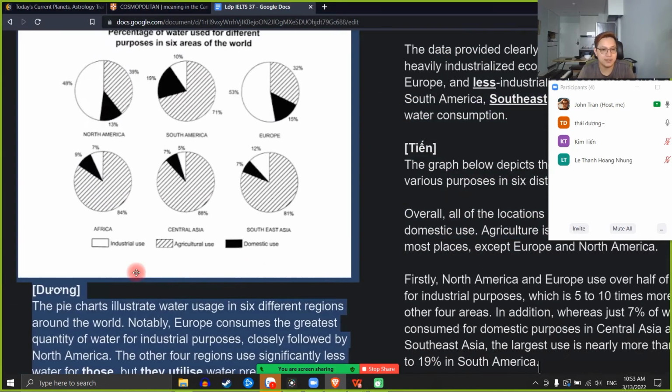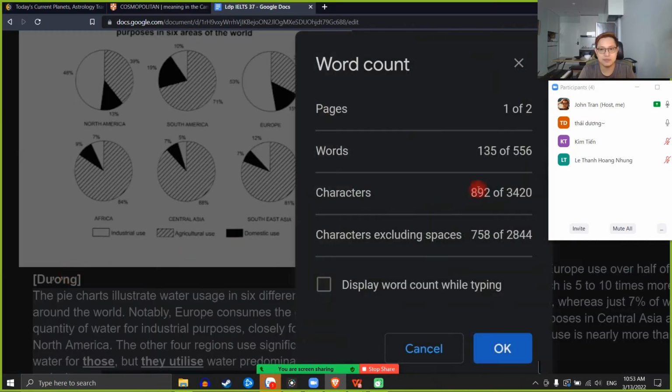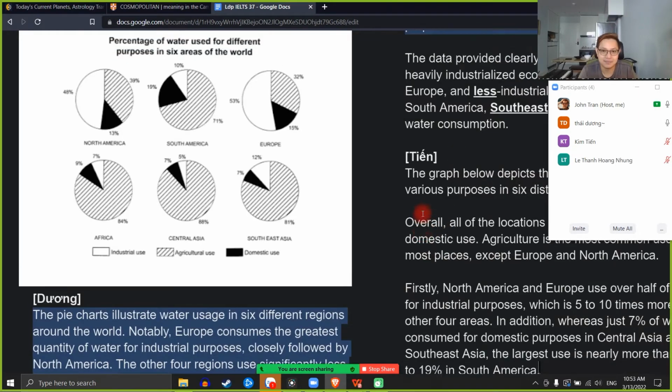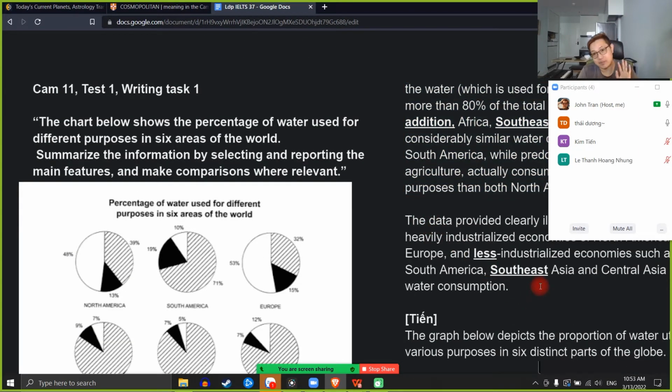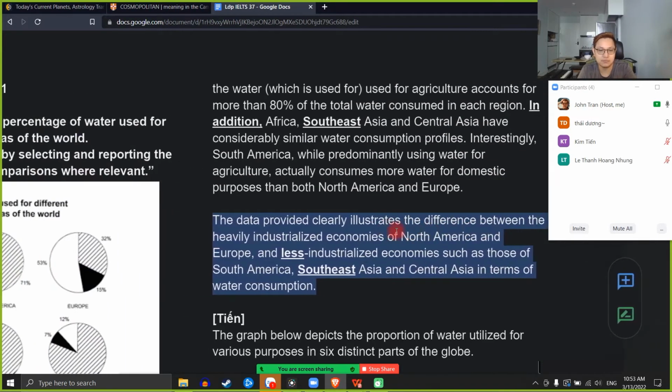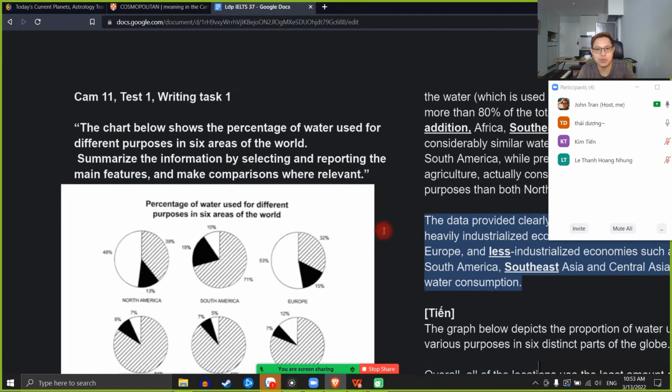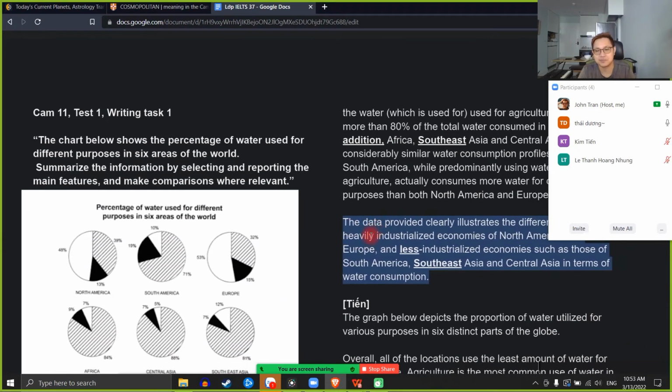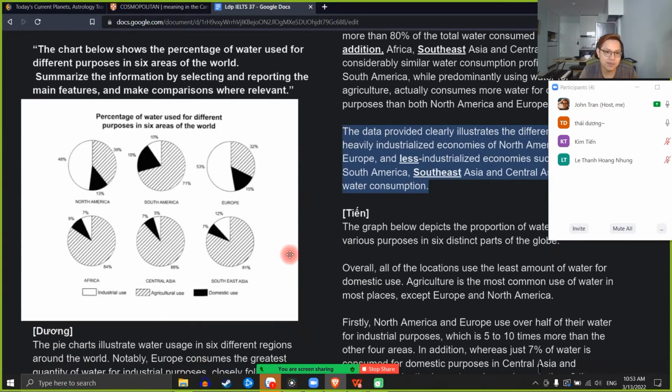Okay, so if I exclude that part out, you have 135. However, I think this part maybe you should try to rewrite this one somehow. Try to make it like 160 or 170 words, okay? Try to have one more comparison. Ráng có thêm một cái sự so sánh nào đó khác chẳng hạn.